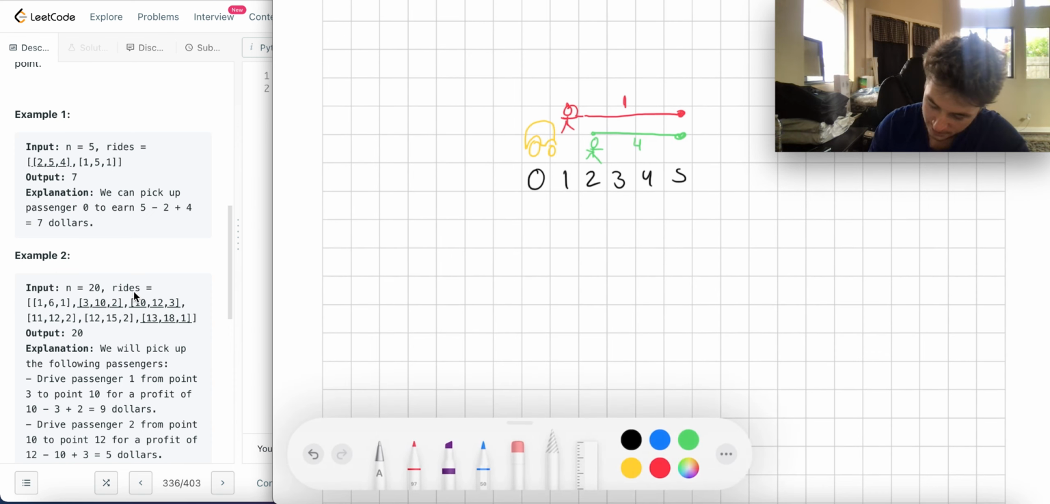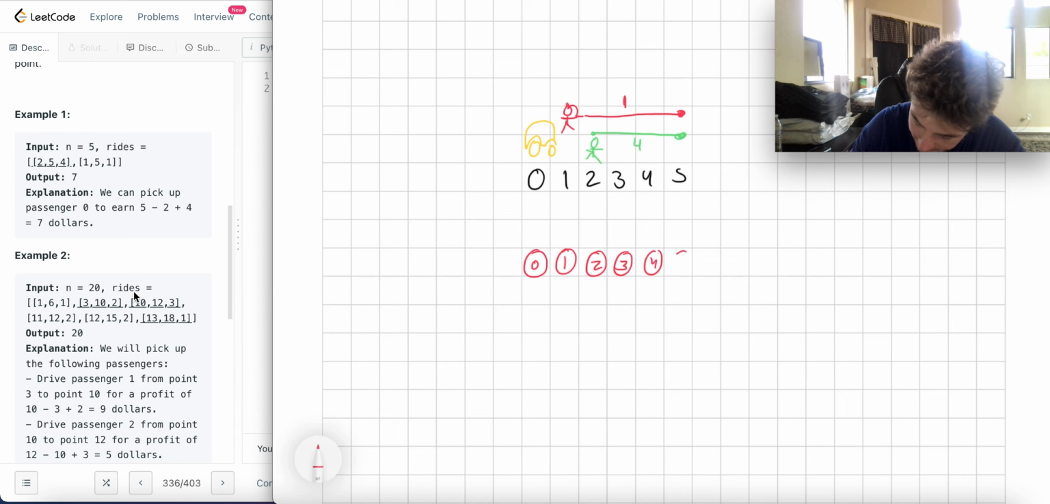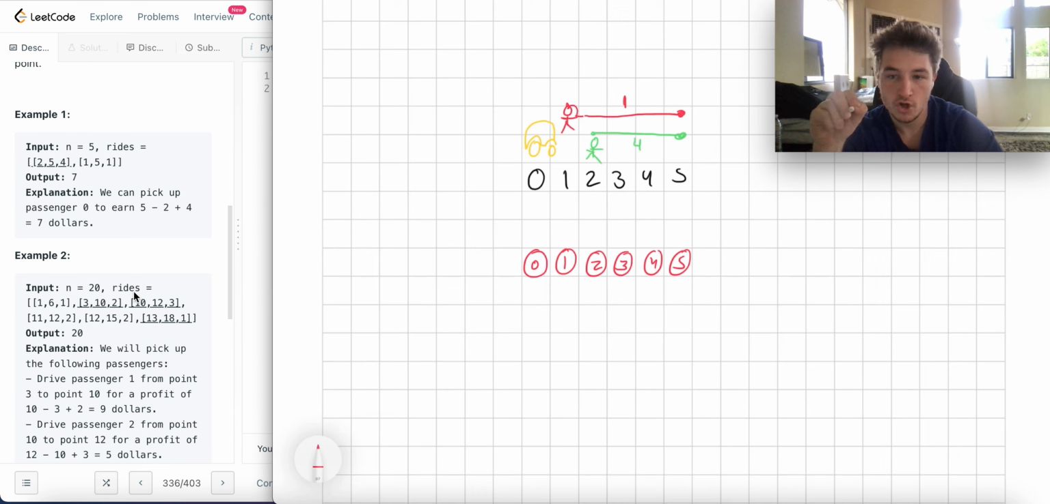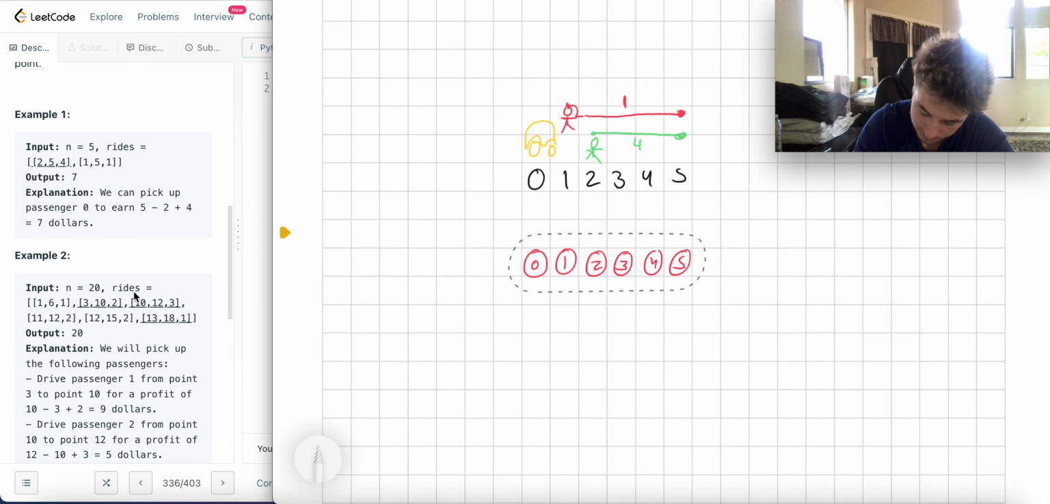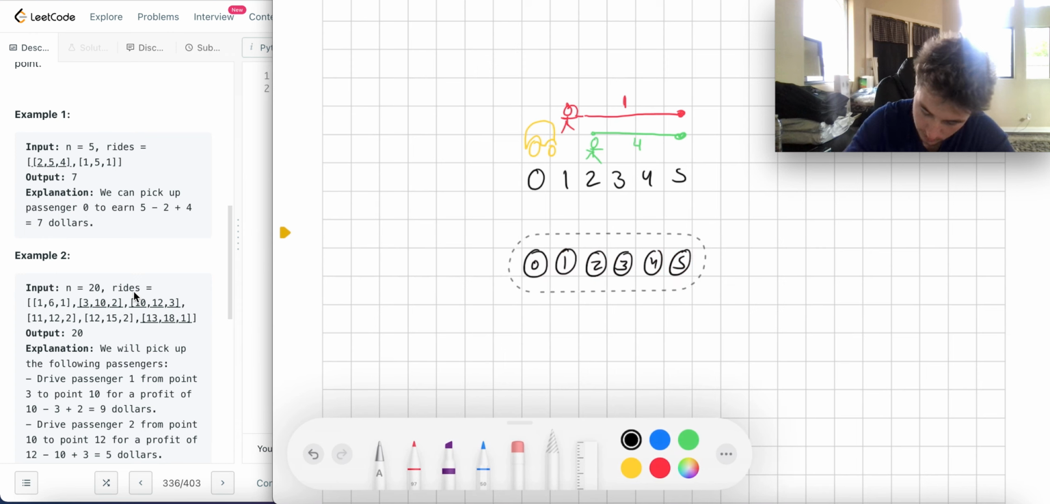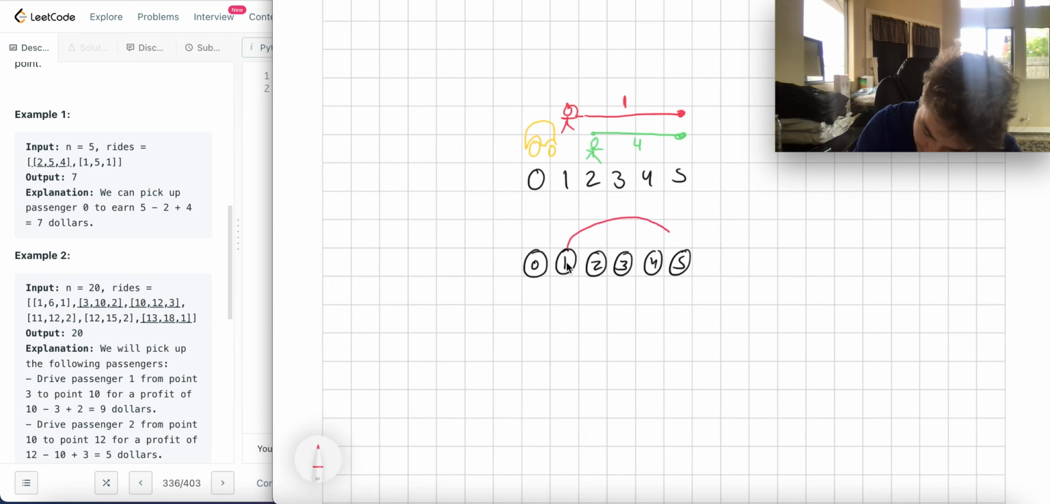Okay, so I think an easier way to model this problem would be to look at each of these points as nodes in a graph, or vertices. If we looked at each of these points as vertices in a graph, the thing is if you take a person, you're stuck with that person until you drop them off, right? So let's recolor this so it's similar. If I take the person that's at position 1, I have to keep them all the way till position 5, right?